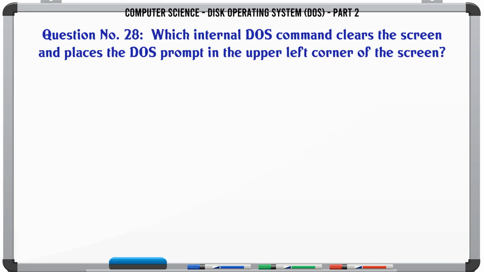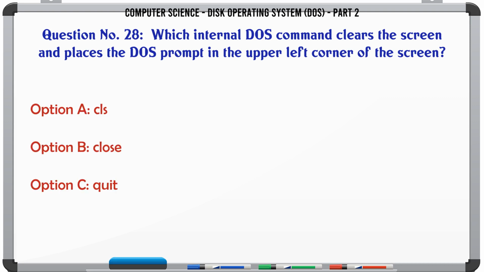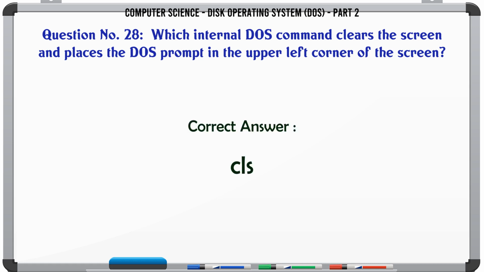Which internal DOS command clears the screen and places the DOS prompt in the upper left corner of the screen? A. cls. B. close. C. quit. D. exit. The correct answer is cls.